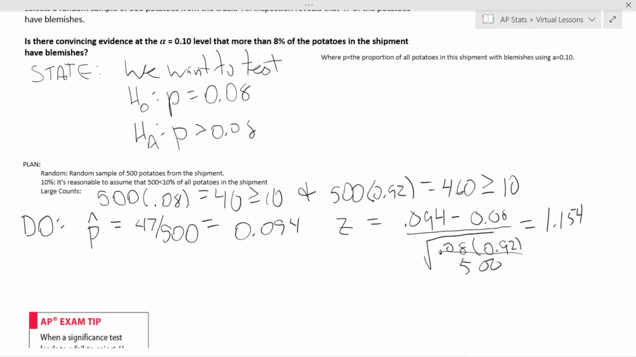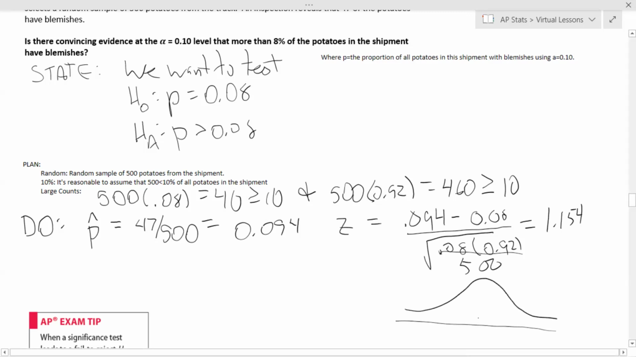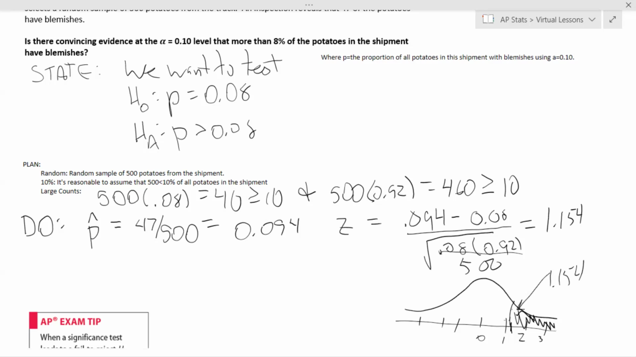Okay. Now, the next thing we're going to do is just do a rough sketch. We go 0, 1, 2, 3, 1, 2, 3 of the standard normal curve. Our z-value of 1.154 is right here. And so we're looking for greater than, so we want the area to the right of that value there on the table. So we can do this one of two ways. We can use technology.